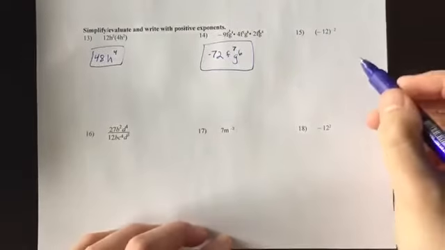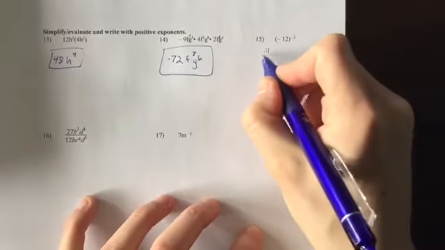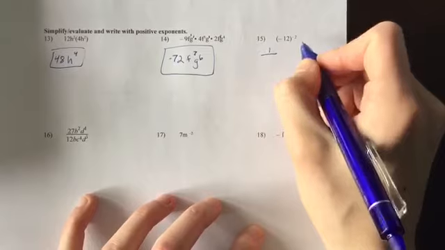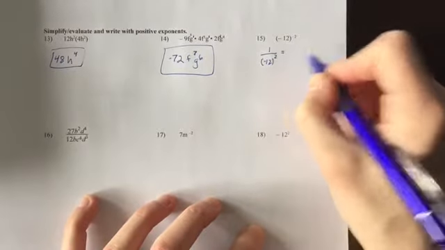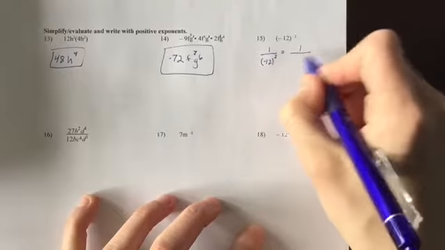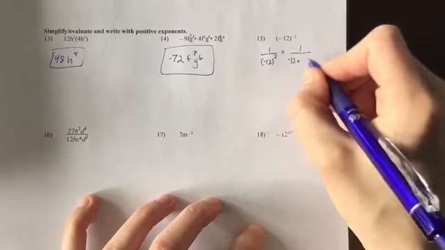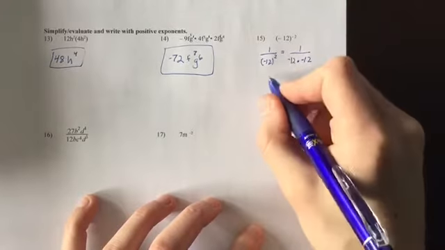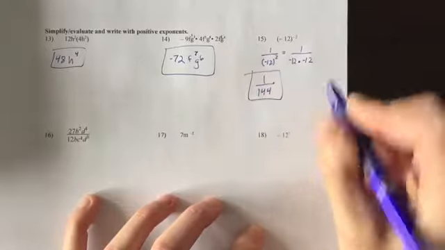Okay. Now 15, negative 12 to the -2nd power. I'm going to first move everything into the denominator. That negative 12 is still going to stay in parentheses, right? Now I think I want to show expanding just so you can see, right, that negative 12 is the base, that's negative 12 times negative 12. So it's going to be 1 over positive 144.